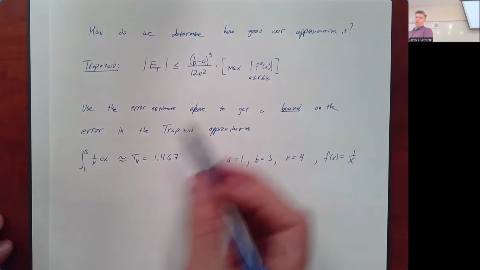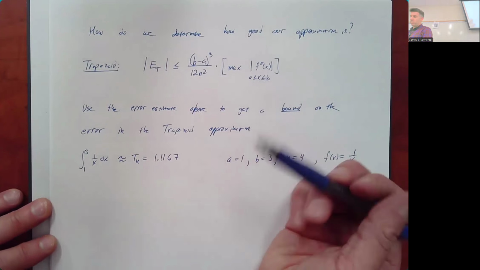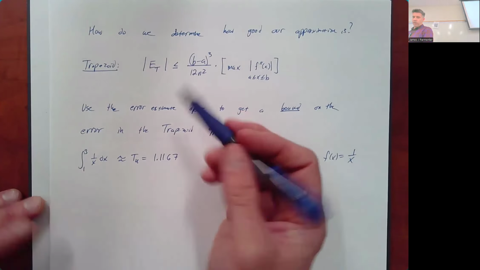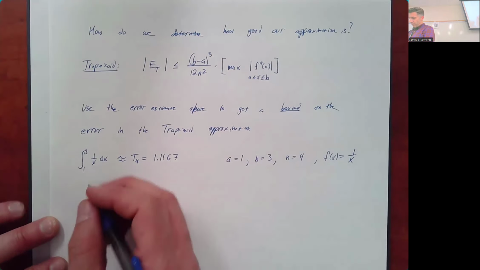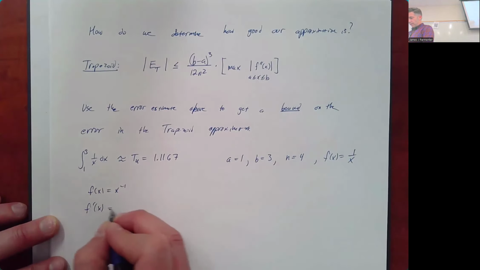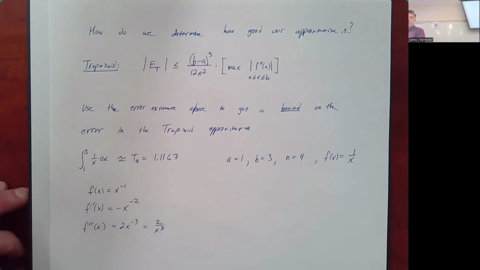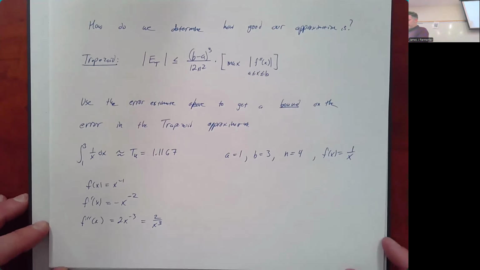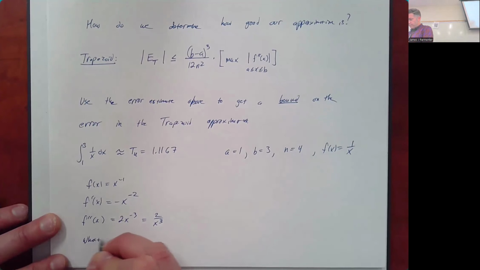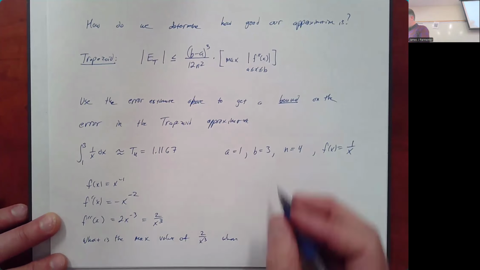So the hardest part of this upper bound for the error is dealing with the maximum of the absolute value of the second derivative. b minus a cubed over 12n squared is whatever. But let's deal with this. Our function is x to the negative first. Its derivative is negative x to the negative second. And its derivative is positive 2x to the negative third, 2 over x cubed. So the question then becomes, what is the maximum value of 2 over x cubed when x is between 1 and 3?